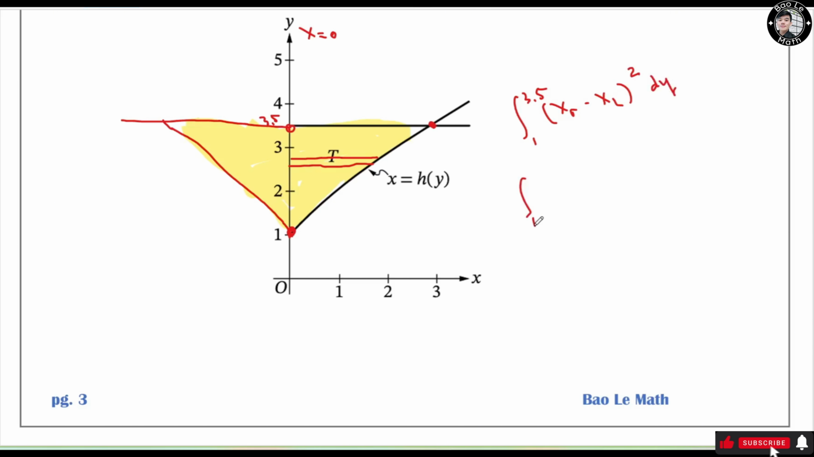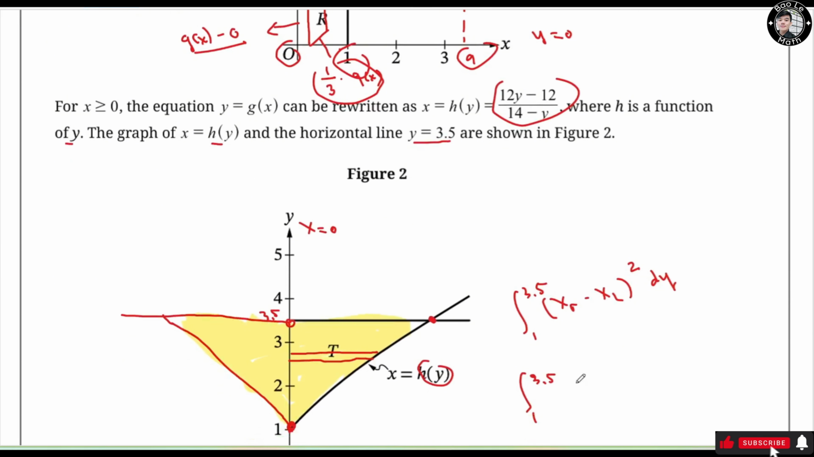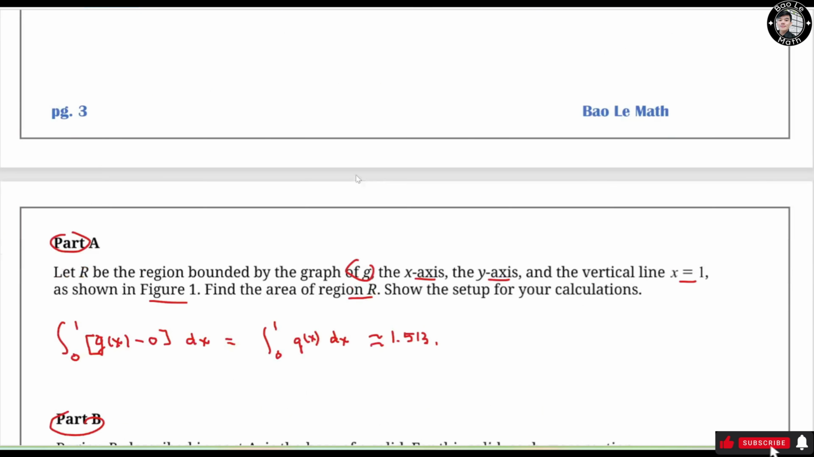So it could be integral from 1 to 3.5. X right is the function h of y right here, right? So we have 12y minus 12 over 14 minus y, right? Subtract x left, which is 0, right? And all together square dy. Don't forget to multiply by pi, right? So I'm going to copy this one over here.